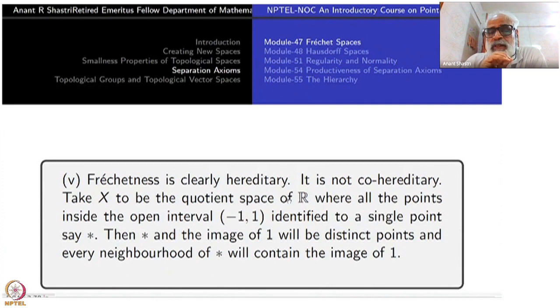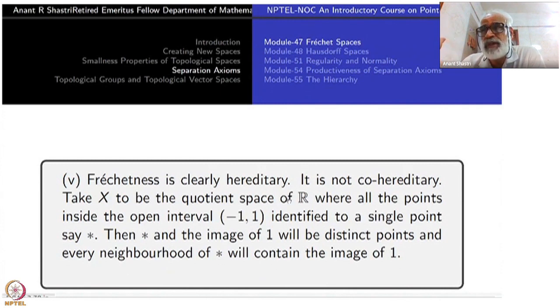Okay, so here is an example. You can give lots of examples later on. Let us begin with some example. Take X to be the quotient space of R, where all the points of an open interval, any open interval, so let us say minus 1 to plus 1, is identified to a single point. Collapse the open interval to a single point. Minus 1 will remain separately. 1 will remain separately. All the points outside minus 1 plus 1 will remain separately.